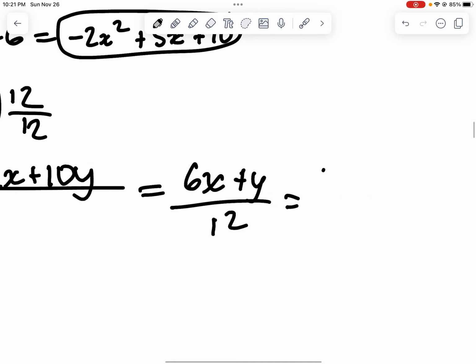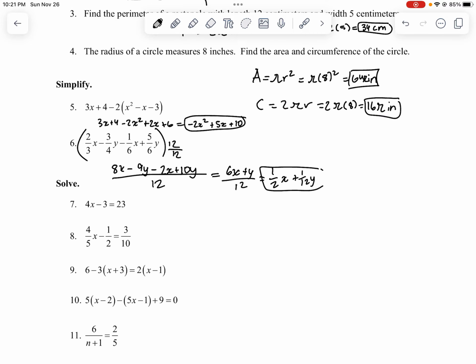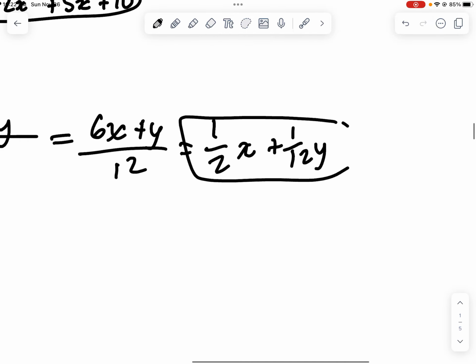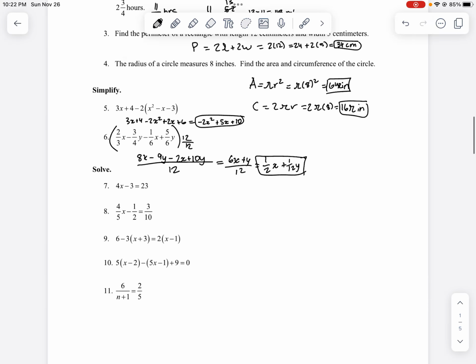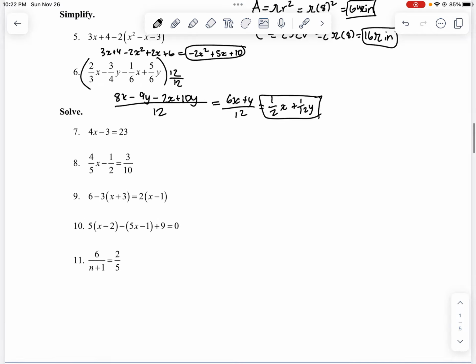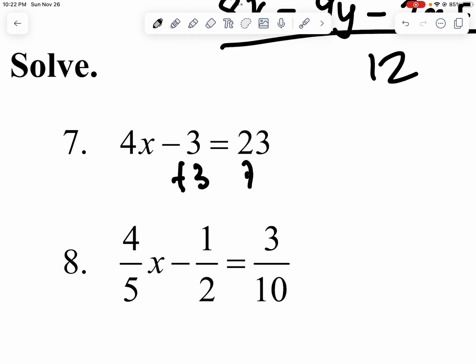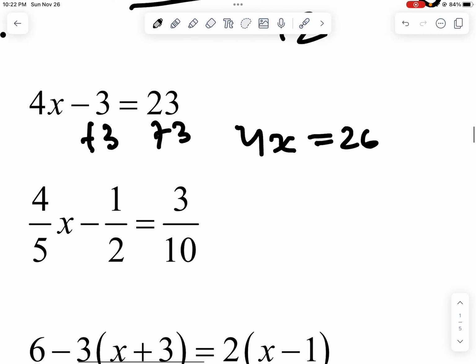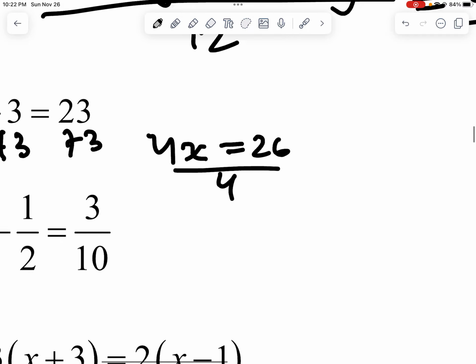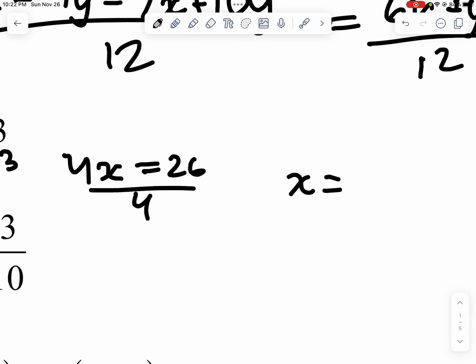What is that equal to? 1/2 x plus 1/12 y is going to be the answer there. Sorry, it's a little messy, but it'll be sufficient for now. And then the home stretch here, I'm just going to solve these different things here, okay? So plus 3, you solve for x, 26. X equals 13 over 2.